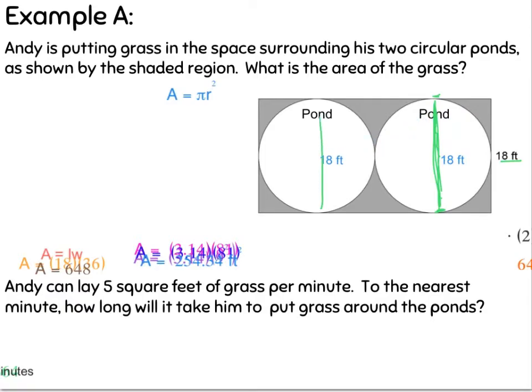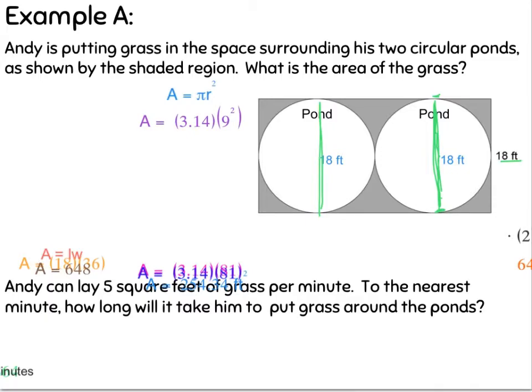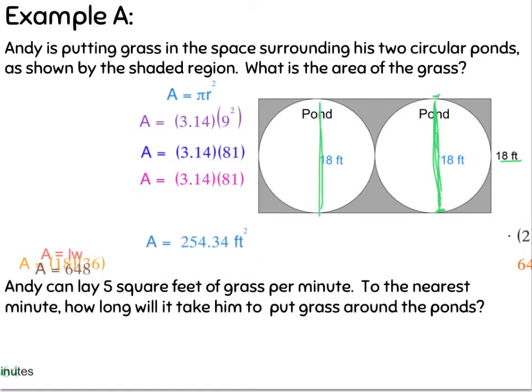If the diameter is 18, the radius is going to be half of that, and half of 18 is 9. So let's plug in the area formula for the circle. A equals 3.14 times 9 squared. I'm going to do the order of operations and square first, so 9 squared is 81. So I've got 3.14 times 81. Then I multiply them together, and I get area equals 254.34 feet squared once I round. So that tells me the area of one of my circles.